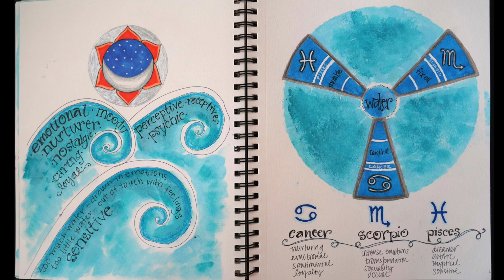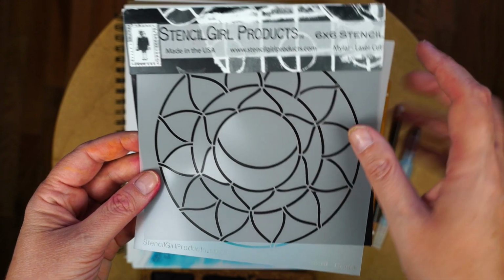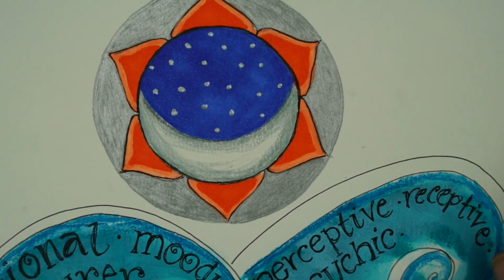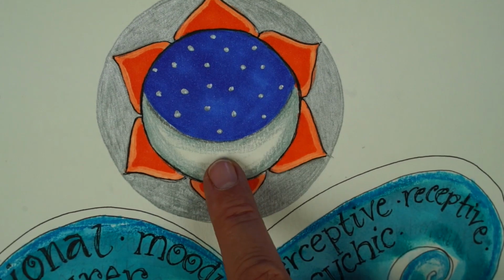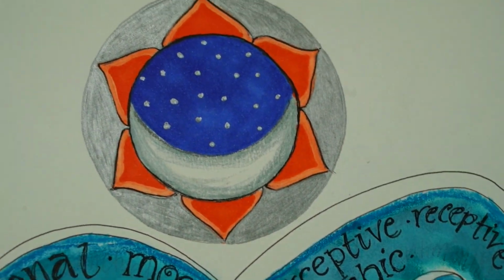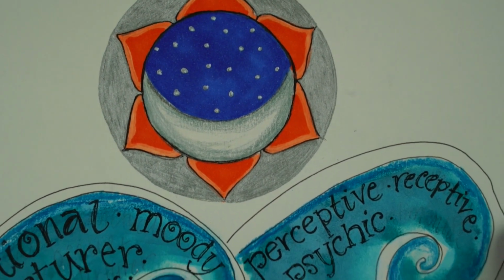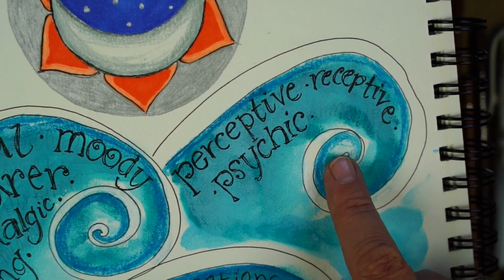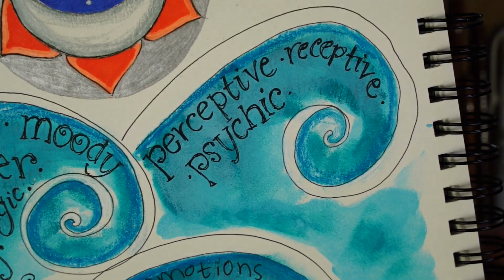And here's a look at my journal page for the water element. I used the Sacral Chakra stencil, and at the top you can see I started off by drawing that. The Sacral Chakra has that crescent moon which reflects that element of water. And I drew in some waves and colored those, painted those in.